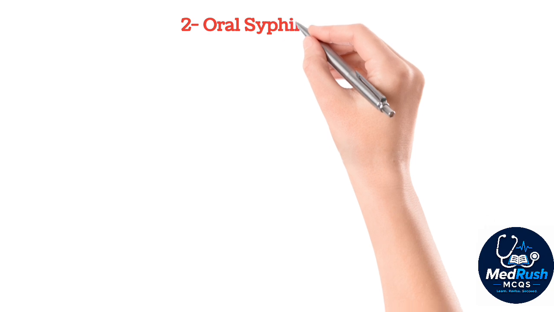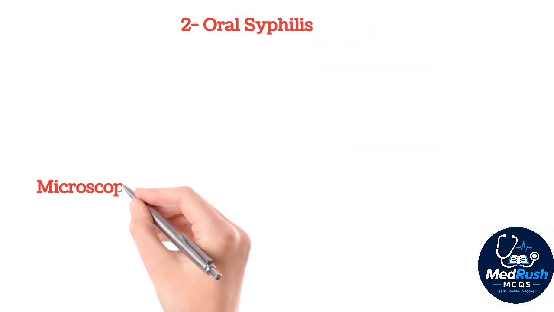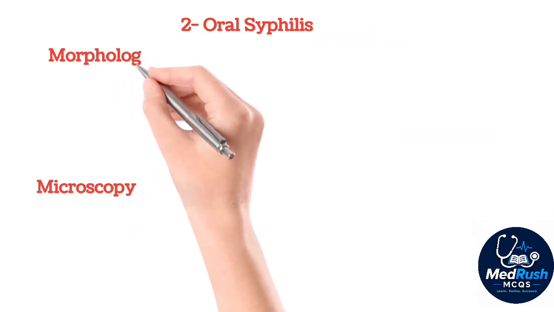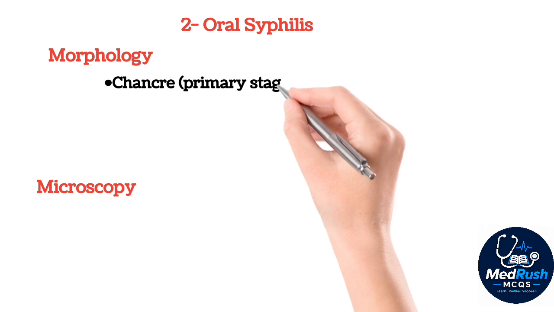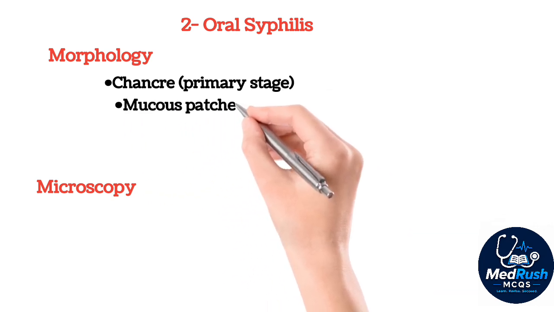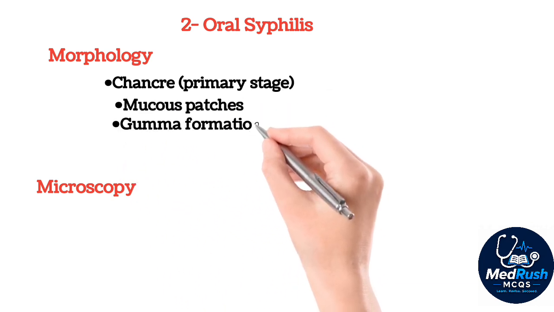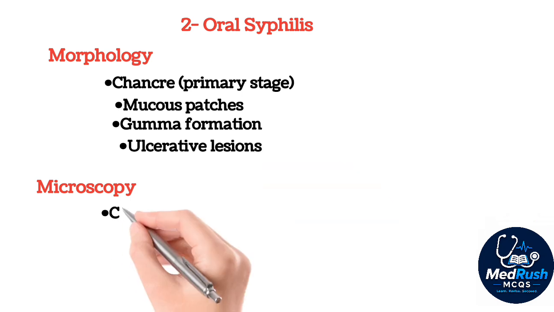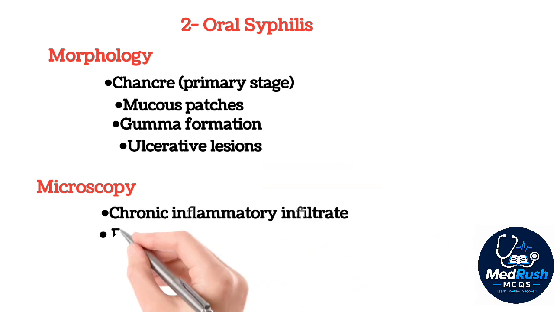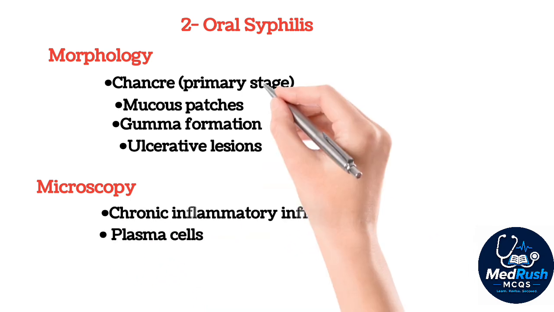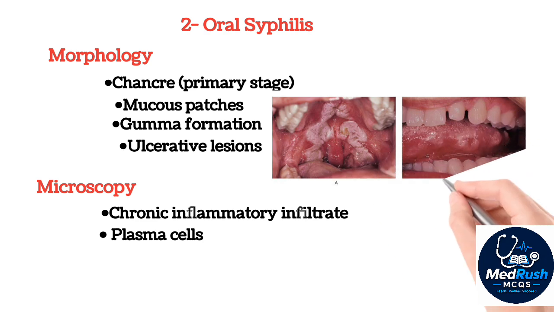Oral syphilis is caused by Treponema pallidum. In the primary stage, a chancre may develop. Secondary syphilis causes mucus patches, while tertiary syphilis may produce gumma formation. Microscopically, chronic inflammatory infiltrate rich in plasma cells is characteristic.